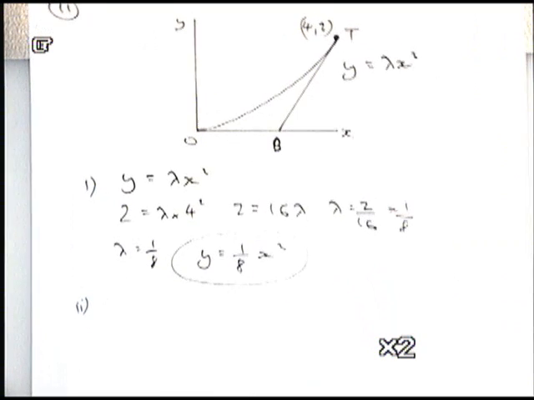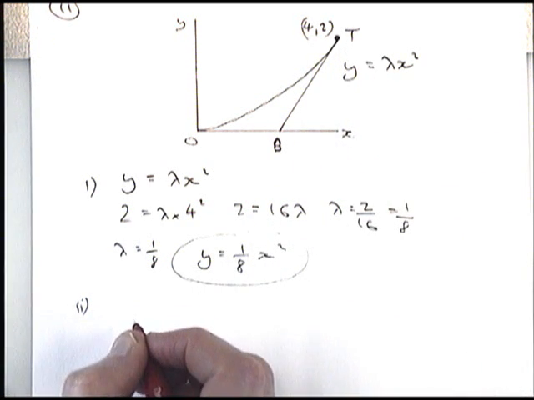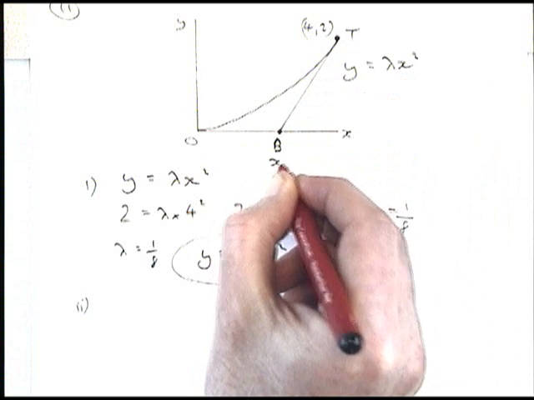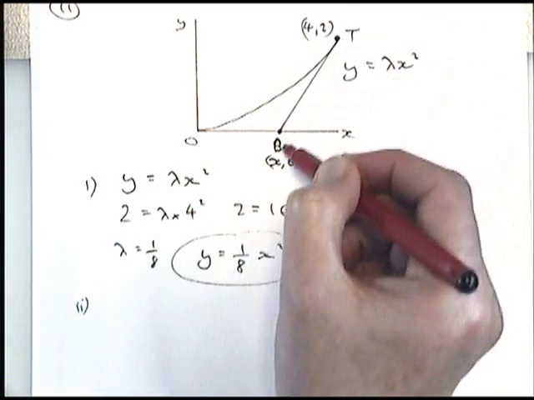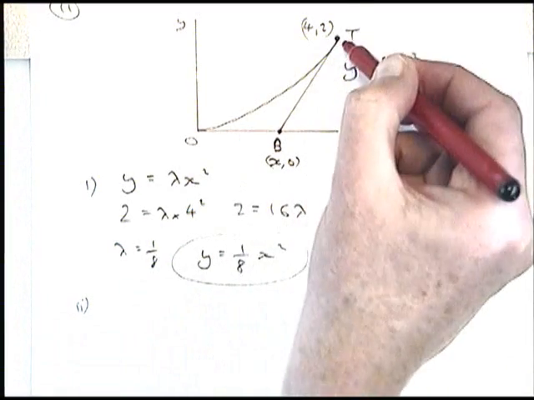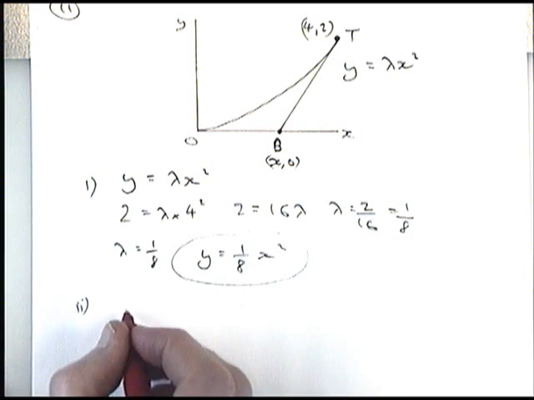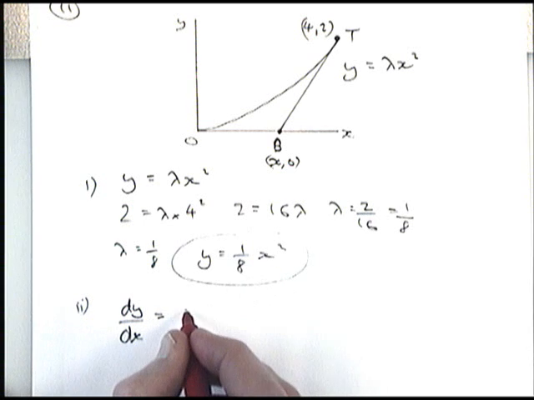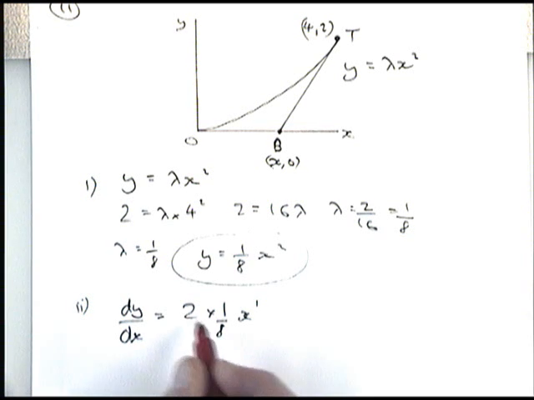In part 2 of the question, we've got to find the equation of the tangent BT. So we know this BT goes through this point here, which will be some x number and 0. And we also know the gradient of that line BT is the same as the gradient of the curve at this point. To find the gradient of the curve, we differentiate. So we need to find dy/dx now. We need to differentiate this. So that's when the power comes down the front, the number stays there, and the power on the x goes down. So it's 2/8, it's a quarter x.